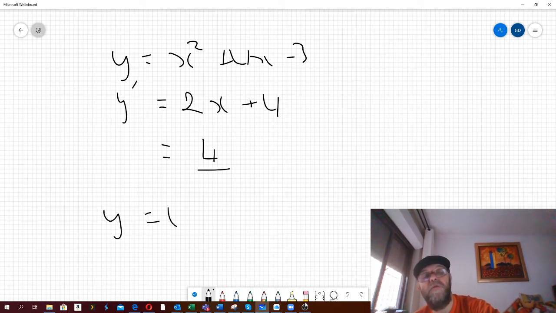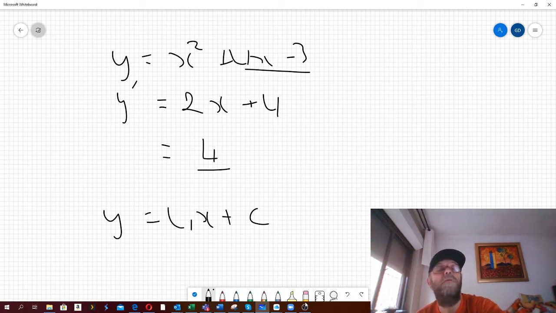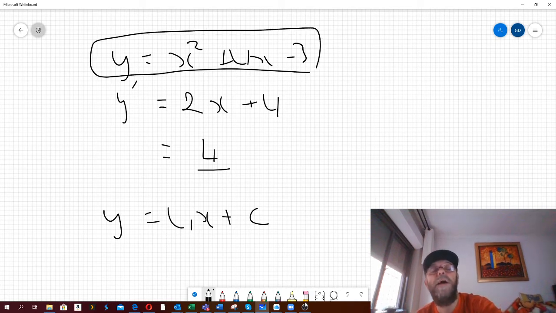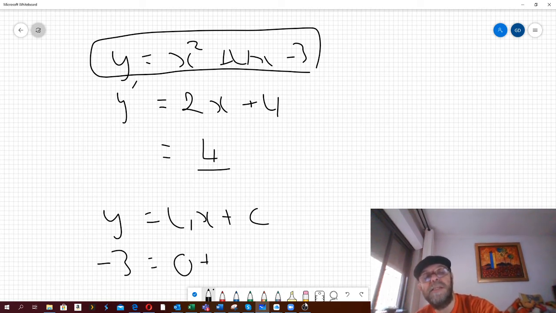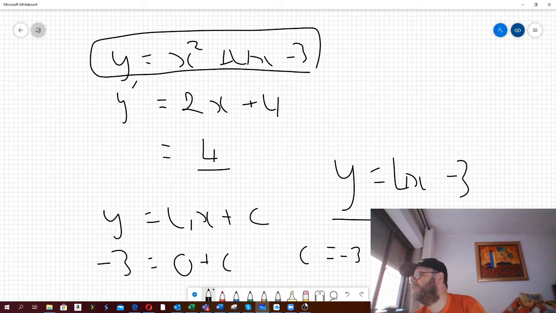y equals 4x plus c for the straight line. We need a point. Now we know that the x value is going to be 0. If I put 0 into the original equation, which is the one up there, we'd get a minus 3. So the point is (0, minus 3). So minus 3 is equal to 0 plus c. Therefore, c is minus 3. And therefore, this is simply y equals 4x minus 3. There's the equation of my tangent.